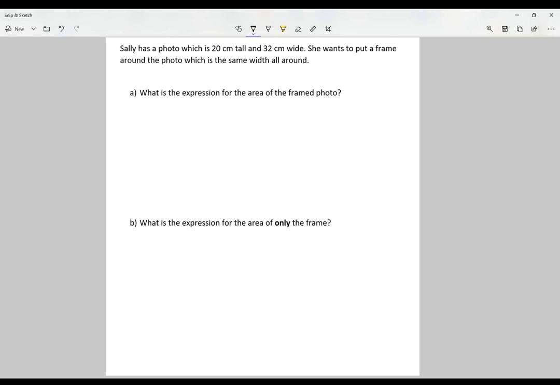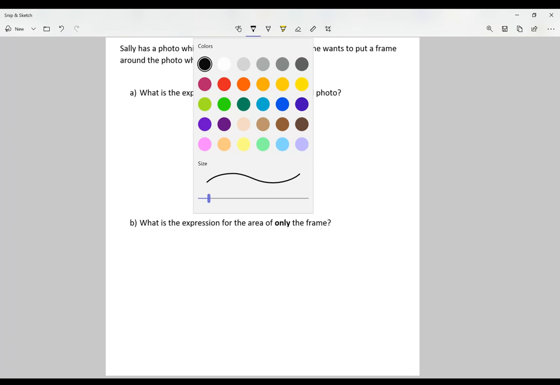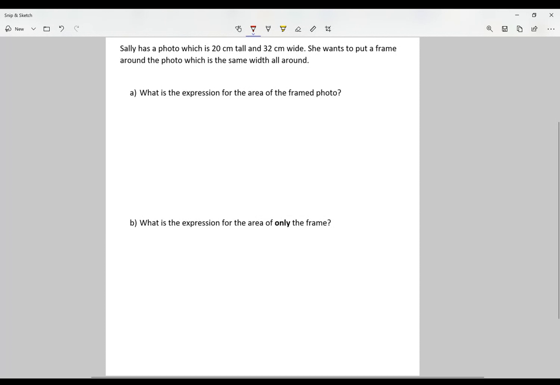Okay, today we're going to use the skills that we learned yesterday to problem solve. So Sally has a photo, which is 20 centimeters tall and 32 centimeters wide. She wants to put a frame around the photo, which is the same width all around. What is an expression for the area of the framed photo? So for area, we know we need the length times the width.